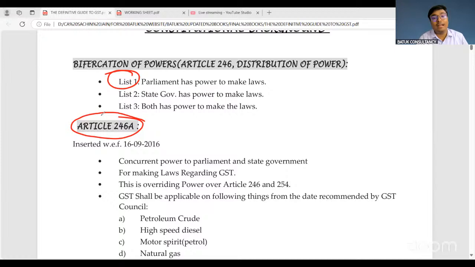And this particular article has been introduced or inserted with effect from 16th September 2016. Hence, from 1st of July 2017, they have implemented the GST. Because first there is a requirement to change certain provisions in the constitution or to introduce certain specific things in the constitution, then only can they go for the implementation of the law.